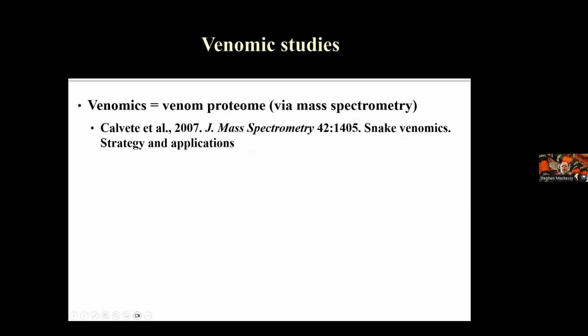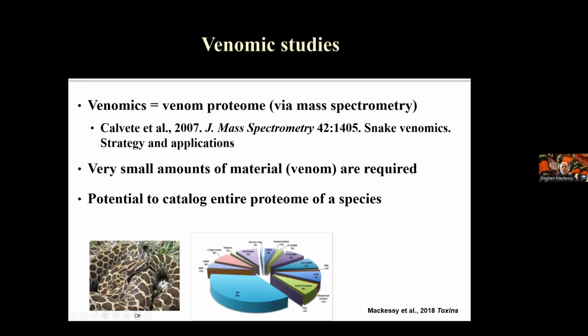Well, proteomics, of course, has followed the omics trend in becoming very, very prominent. And so Juan Calvete out of Valencia, Spain, has in fact championed the use of snake venomics for trying to understand venom composition. And one of the great things is that it requires very little material. And we have the potential then to catalog an entire proteome for a species.